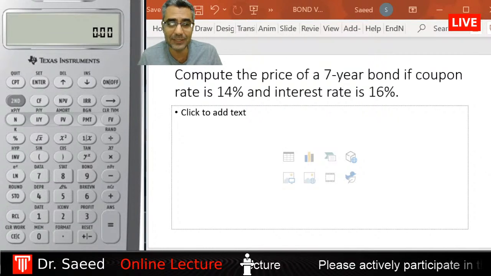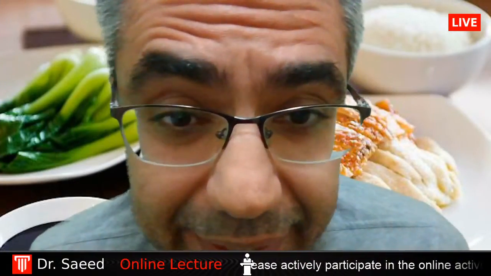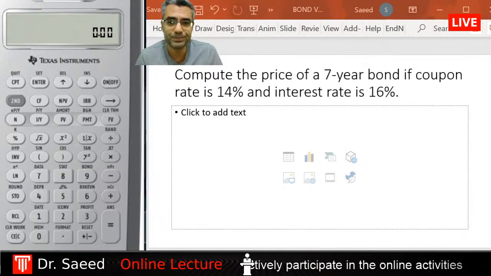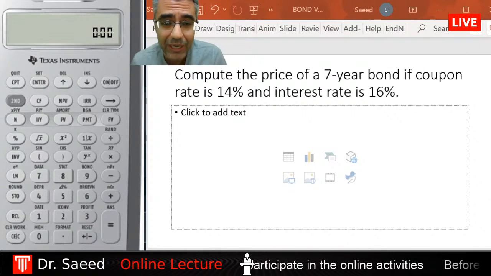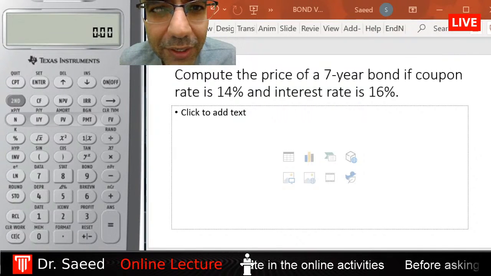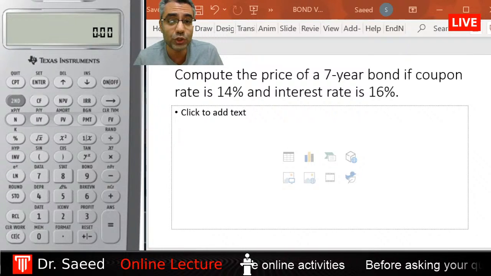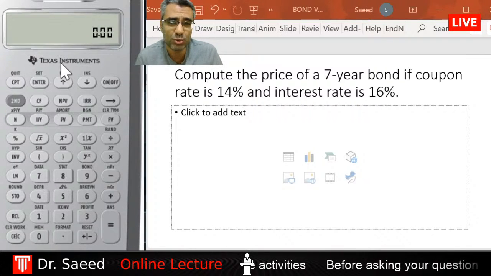And the second step, clear the memory. Not your memory, the financial calculator memory. You need to clear the memory of the calculator. Trust me, do it every time, even if you want to double check your answer. Otherwise you may get the wrong answer. This is one of the issues of Texas Instruments.